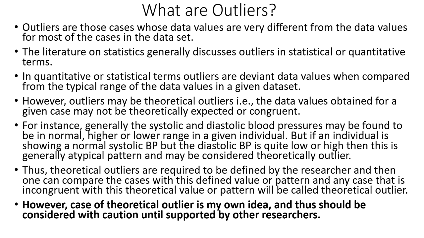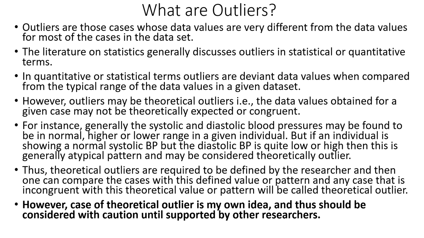And this outlier will not be defined or identified statistically or mechanically. The researcher will have to define what constitutes the theoretical outlier cutoff, and if any data or any variable values pattern are different, incongruent from what is expected by the theory, then we will consider it a theoretical outlier. I just thought to share my idea. This notion may be correct, may not be correct, so be careful.